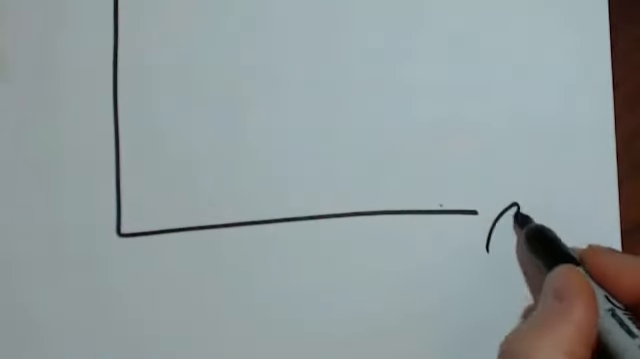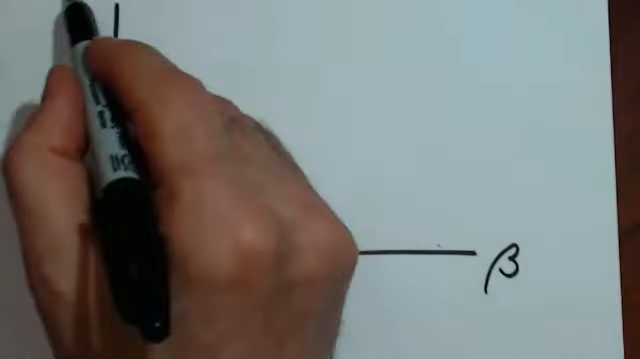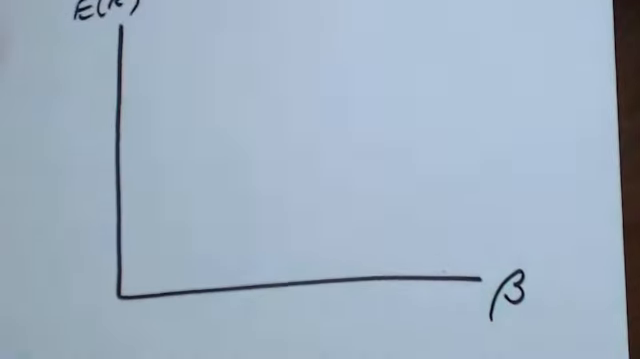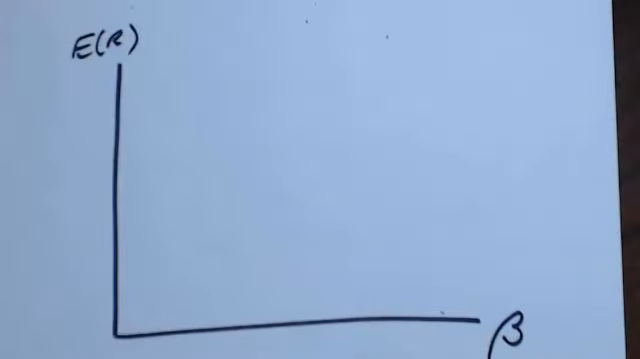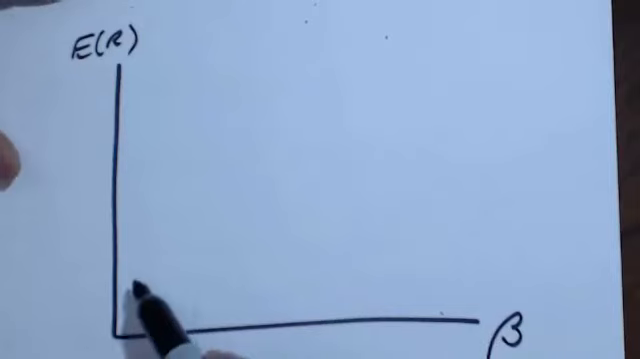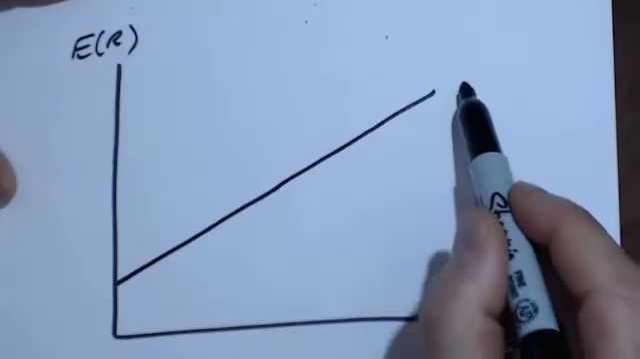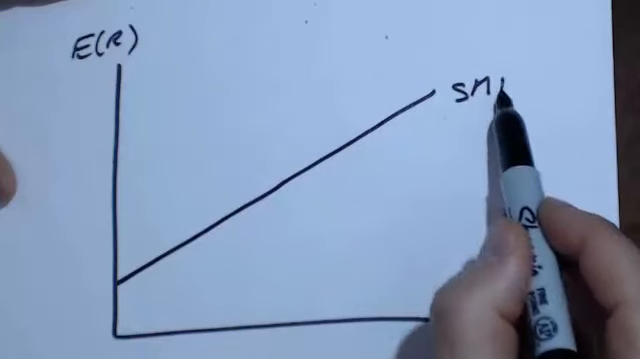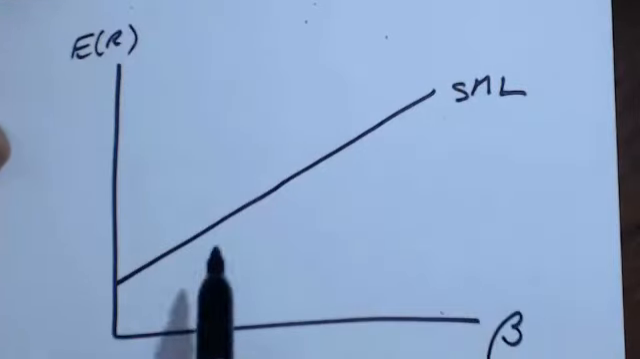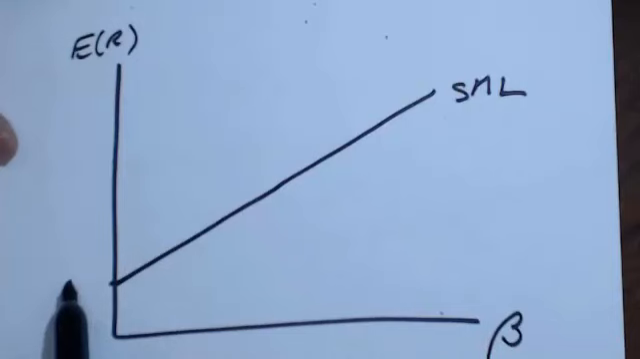We're going to have beta on this axis, and we're going to have expected returns. When I say expected returns, I'm thinking in the future. What do I expect over the next year? And so I want to graph the security market line, and it's going to look something like this. This is the security market line. And I'll tell you why it's called the security market line in a second. This is the risk-free rate.